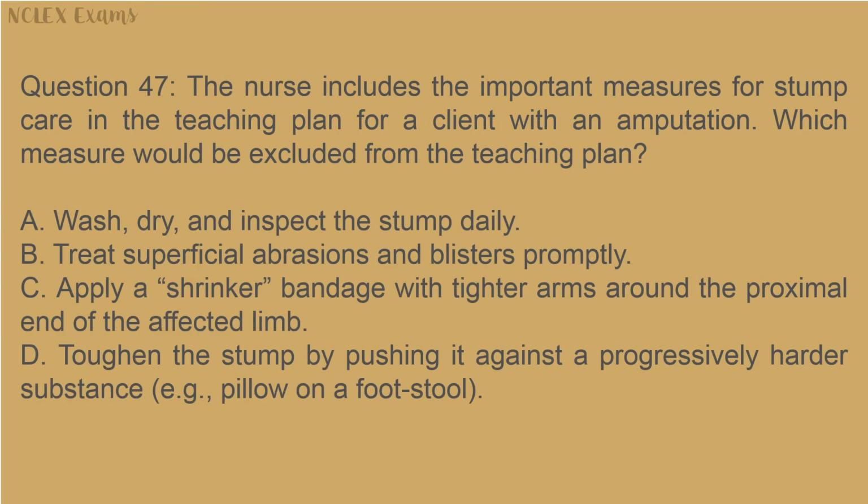Question 47. The nurse includes the important measures for stump care in the teaching plan for a client with an amputation. Which measure would be excluded from the teaching plan? A. Wash, dry, and inspect the stump daily. B. Treat superficial abrasions and blisters promptly. C. Apply a shrinker bandage with tighter arms around the proximal end of the affected limb. D. Toughen the stump by pushing it against a progressively harder substance, for example, pillow and a footstool.